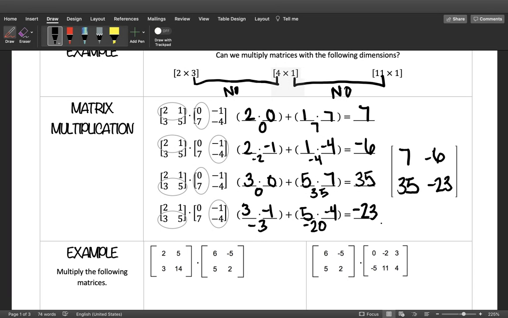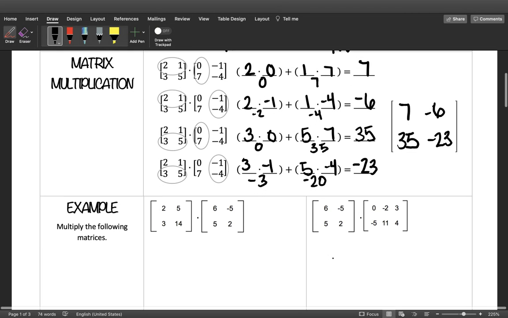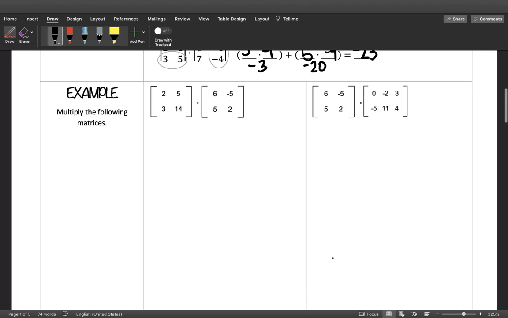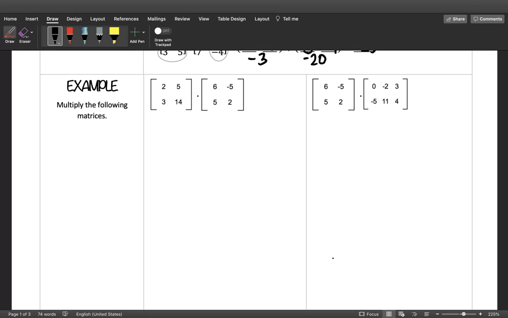We're going to go ahead and move on and do some examples here. So we're doing the same thing that we just did with both of these. You need to make sure that they match first. So this is a 2 by 2, and this is a 2 by 2. So we have to check that the column and the row matches. So yes, they do. That means it works.